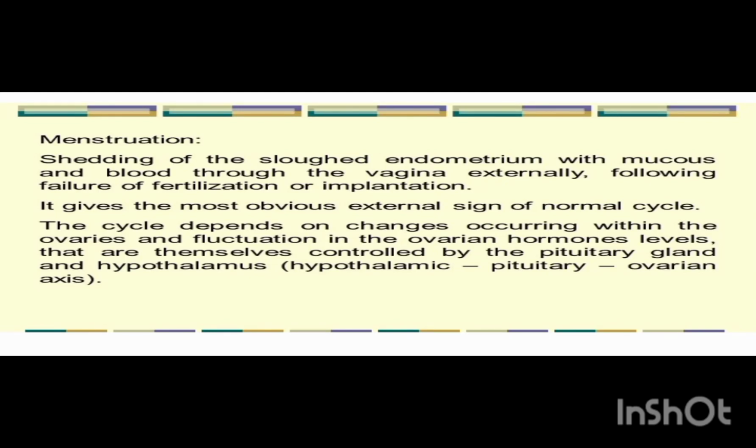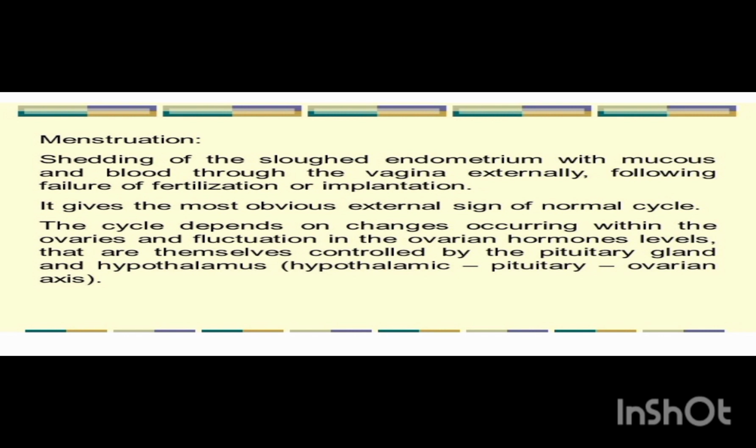Today we will discuss the OBG subject, that is the menstrual cycle, the physiology of menstruation. Menstruation means shedding of the sloughed endometrium with mucus and blood through the vagina externally, following failure of fertilization or implantation.